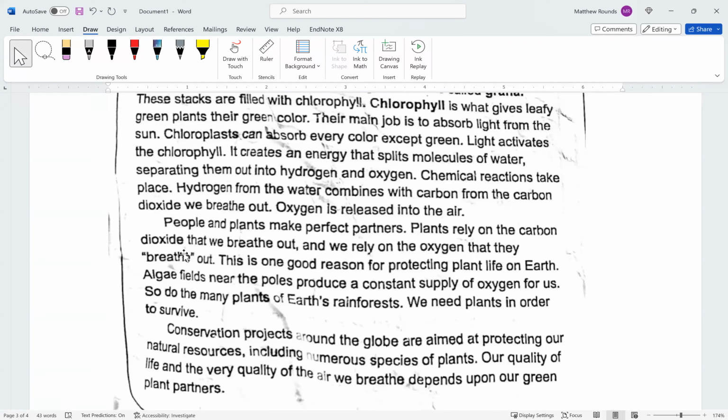All right, last paragraph here, I'll read it. Conservation projects around the globe are aimed at protecting our natural resources, including numerous species of plants. Our quality of life and the very quality of the air we breathe depends upon our green plant partners. Okay.